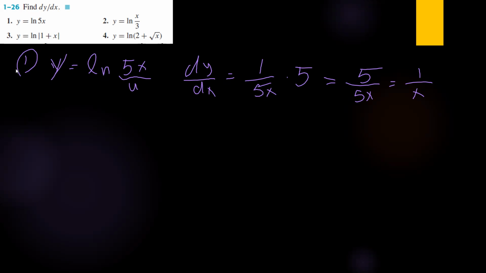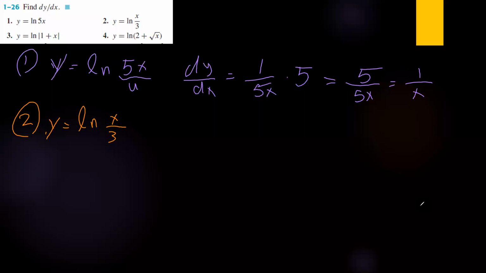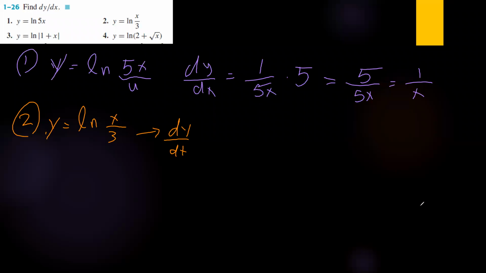Now, number 2. y is ln of x over 3. Its derivative will be 1 over x over 3 times the derivative of x over 3. What is the derivative of x over 3? You can make it like this, 1 over 3 times the derivative of x.